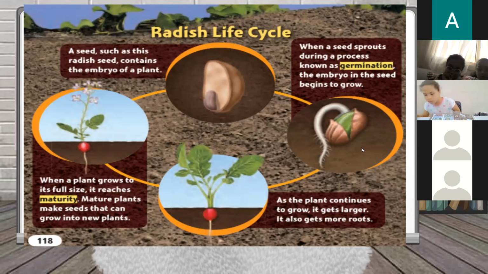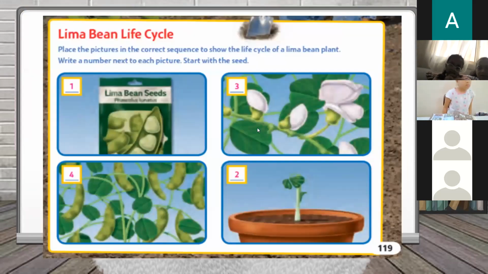Okay, so what is the process when a seed sprouts and something goes out? What do we call this process? Germination. And then the plant will grow more and more. When it reaches the full size, we call it? Maturity. Yes, maturity. Excellent. And we arrange them according to the life cycle of the being.